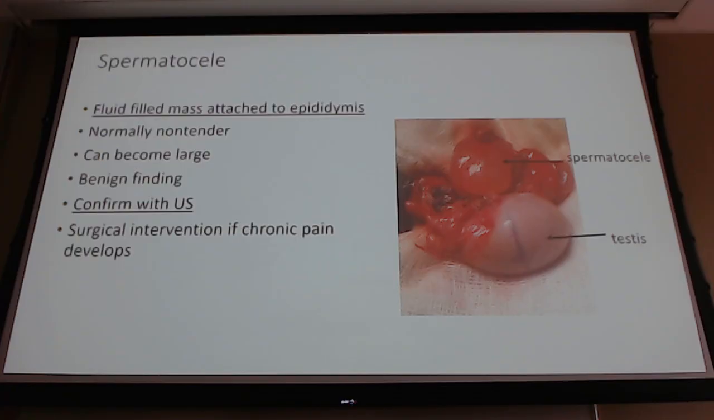All right, spermatocele. This is a fluid-filled mass or cyst next to or attached to the epididymis. Normally non-tender, it can become large. If it becomes symptomatic, then you can confirm with an ultrasound and send to urology.